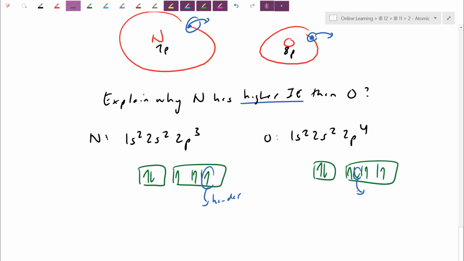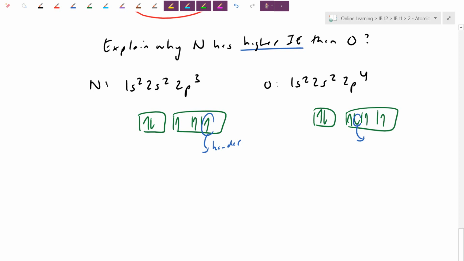Again, this is one of our exceptions here. They always like asking this one. Well, this one looks like that exception with chromium. Chromium, remember, it was, oh, I'm just one short of having a half-filled shell. Half-filled gives me some stability. Now, it's not enough to make an exception like 2s1, 2p4 like we did in chromium. However, we can still use that notion here. Right now, nitrogen is enjoying a half-filled stability. If you remove the electron, it's not impossible, but you actually remove from me my half-filled stability. I'm going to resist you from doing this, right? So the reason why it's harder is because you would lose half-filled stability.